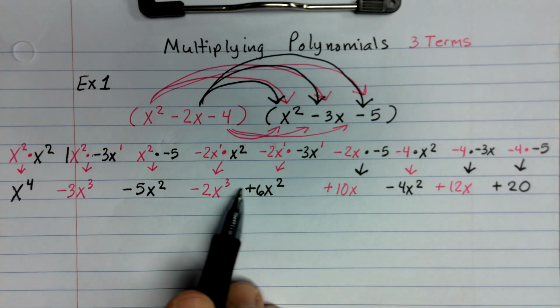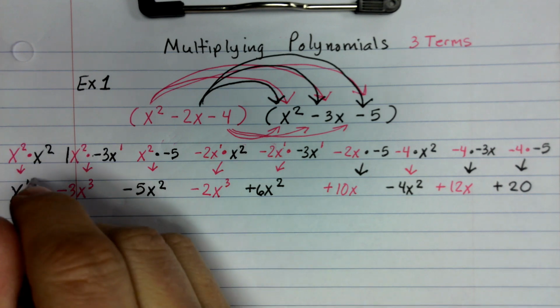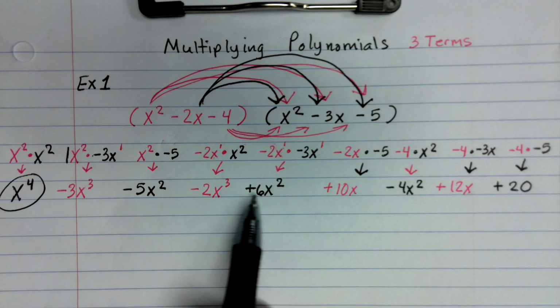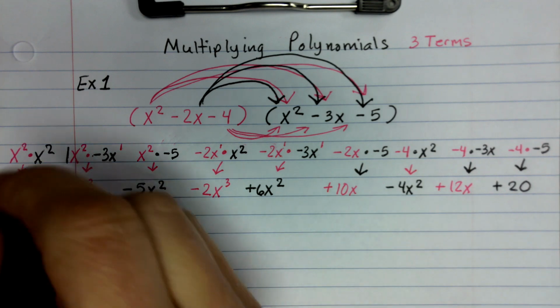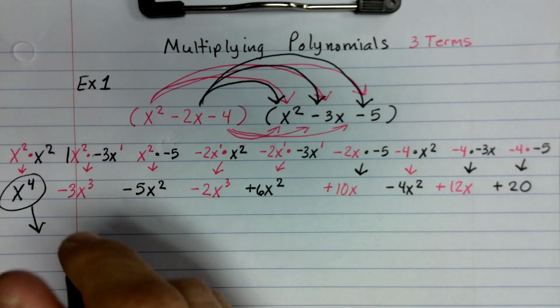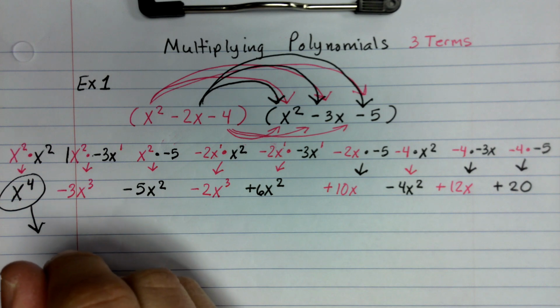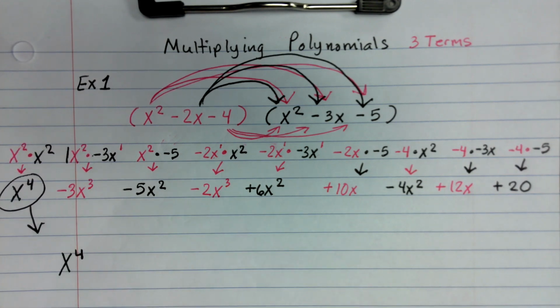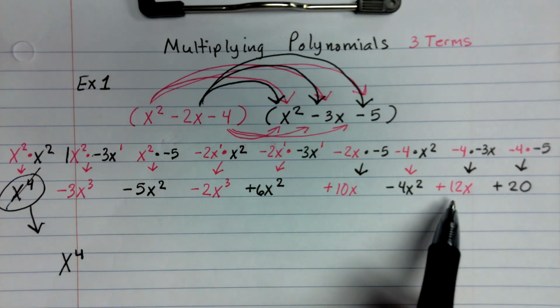And if I'm looking at all of these, the highest power that I see is x to the 4th power. And there's no other term that has x to the 4th power. So I'm simply going to take it and just rewrite it down here. So let me put x to the 4th power. And I'm going to cross it out. So we're done with that one. Now we got to combine the rest.